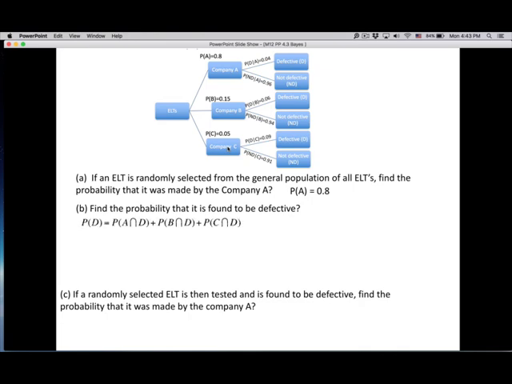So what did we learn? Made by company A and defective, or, so addition rule, made by company B and defective, or made by company C and defective. And then for each of them, plug in the multiplication rule, and then plug in all these numbers here.